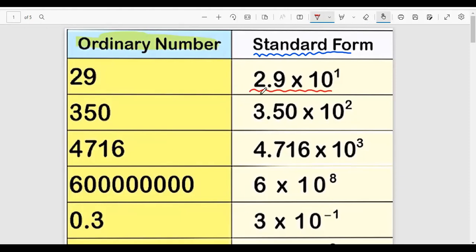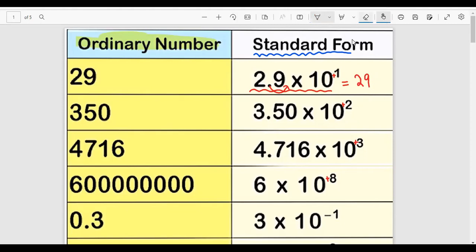Okay. Now it's 2.9 multiplied by 10 power 1. The power is positive. If the power is positive, the decimal would be moved towards the right side. So you can write it as this decimal would move over here and it would become 29.